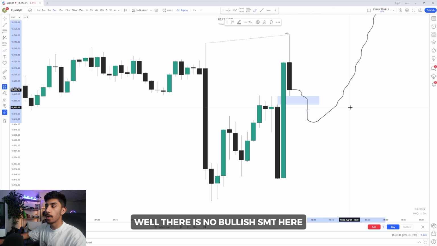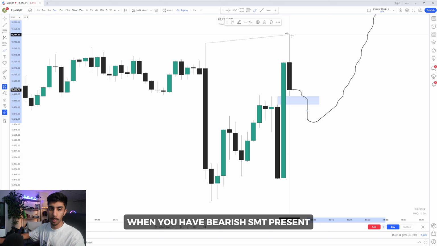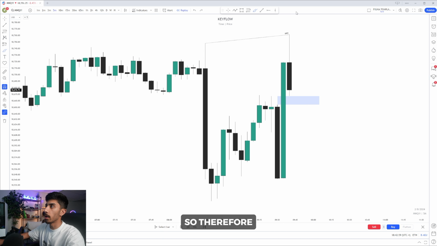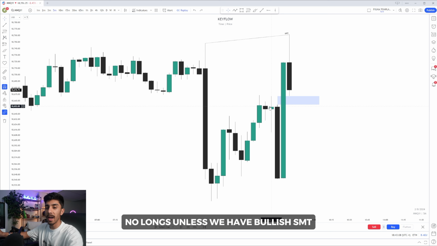Well, there is no bullish SMT here. We have bearish SMT. You cannot be in longs when you have bearish SMT present, and you cannot be in shorts when you have bullish SMT present. So therefore, we are not looking to long this order block. We're not looking to long this fair value gap. We're not looking to long this breaker block. No longs unless we have bullish SMT.